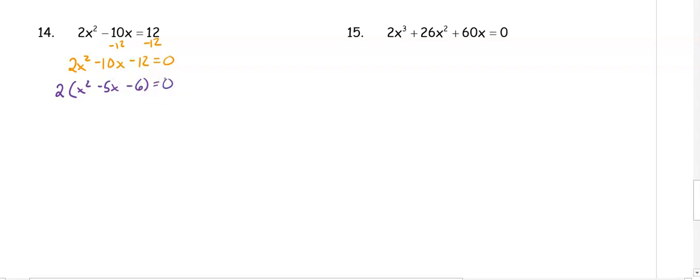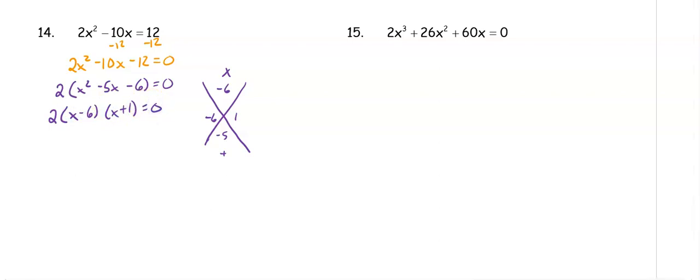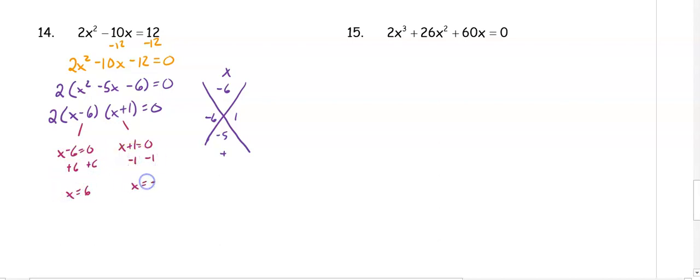Now, this is a tricky problem for a lot of people, because a lot of people say, oh, 2 and 3. But when you are multiplying to negative 6 and adding to negative 5, 2 and 3 aren't going to work. Instead, we need negative 6 and 1. So we would have 2 times x minus 6 times x plus 1 equals 0. So our first parenthesis is going to be x minus 6 equals 0 and x plus 1 equals 0. We ignore the 2 because, again, it doesn't have an x with it. So in our first one, we add 6 to both sides, x equals 6. We subtract 1 from both sides, x equals negative 1.